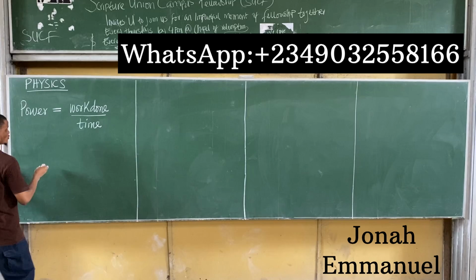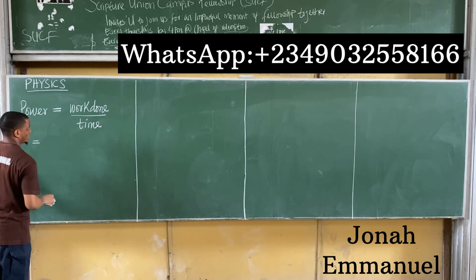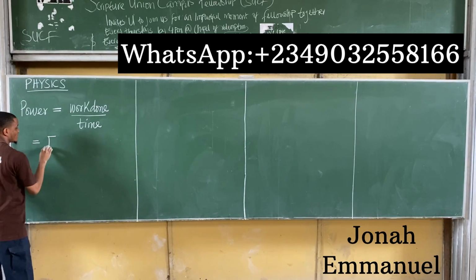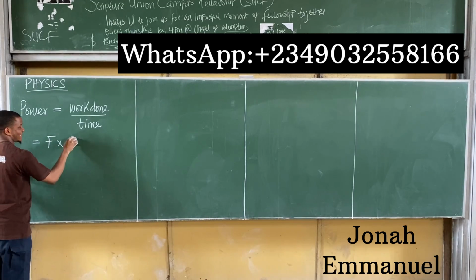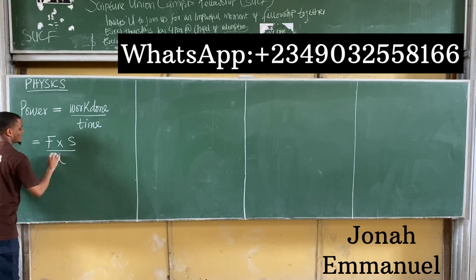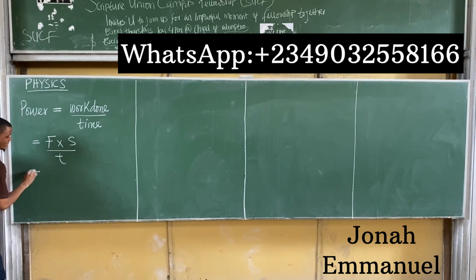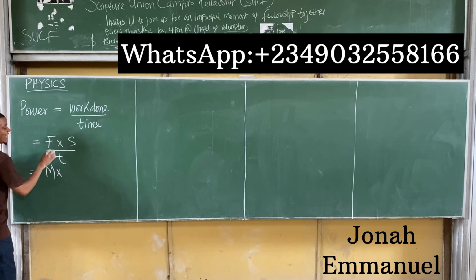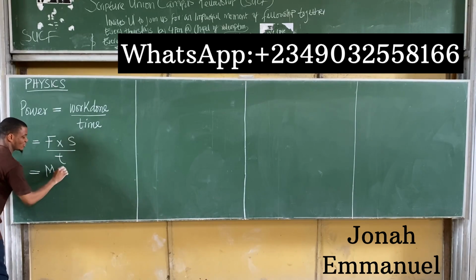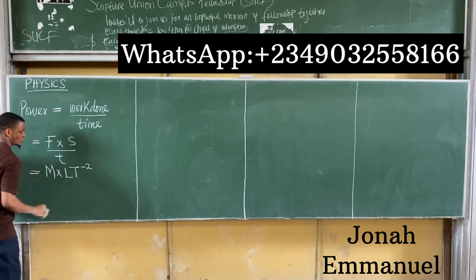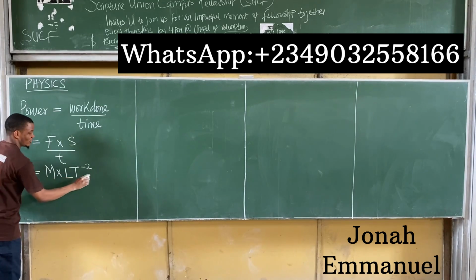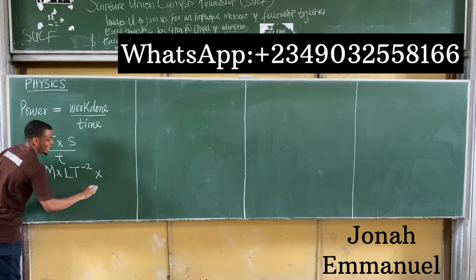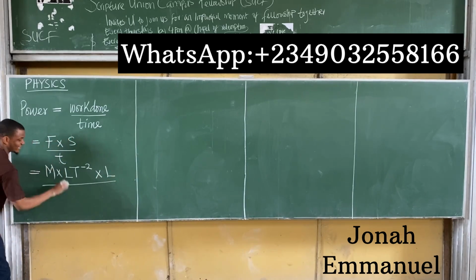All right, if this is true, for work done, let's break work done down. Work done is simply force times distance. Let's call distance S, all over time. Let's call this T. Again, breaking this further, for force, we know that force is equal to mass times acceleration. For mass, the dimension is capital M, times acceleration. For acceleration, the dimension is L T to the power minus 2. So mass times acceleration times distance L, all over time, capital T.